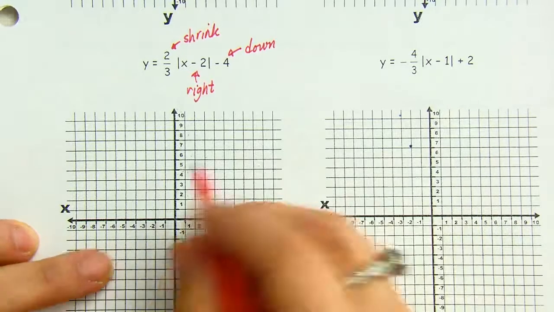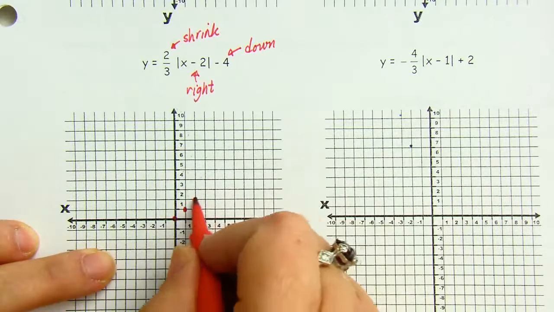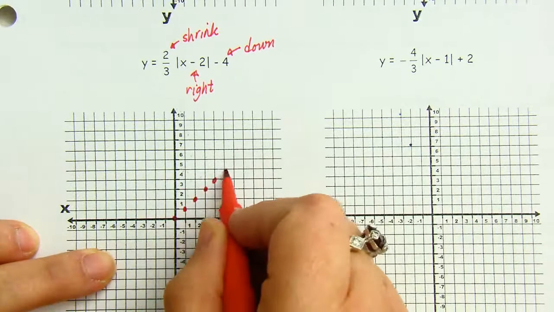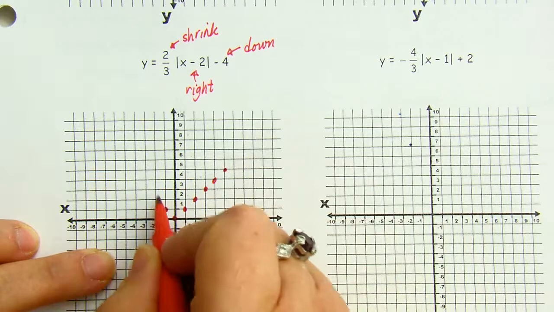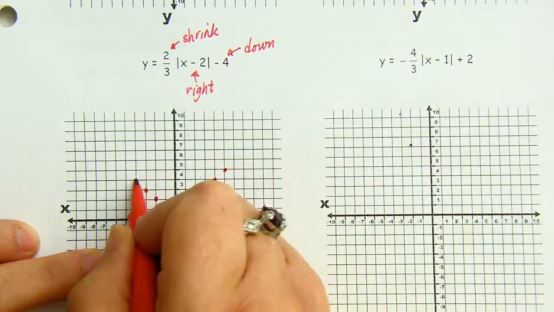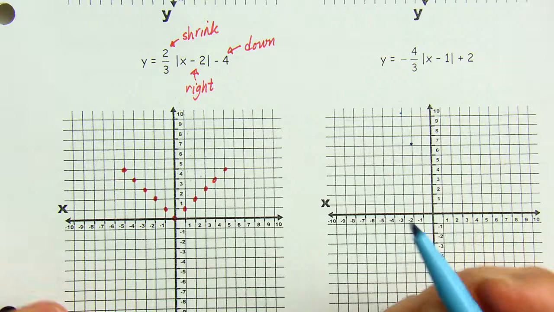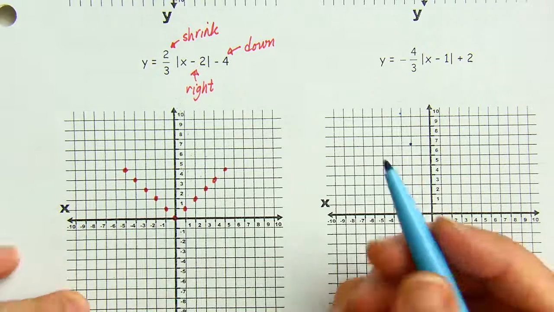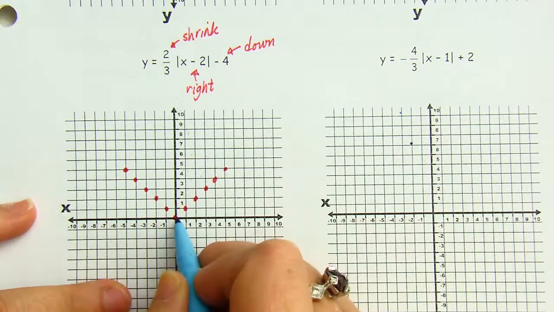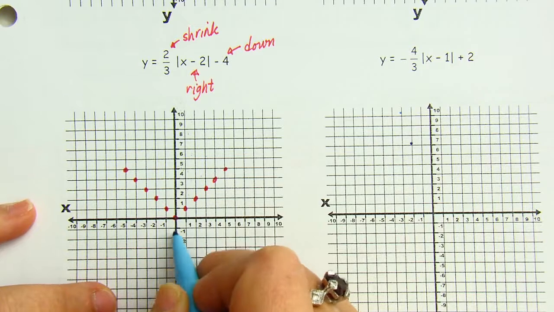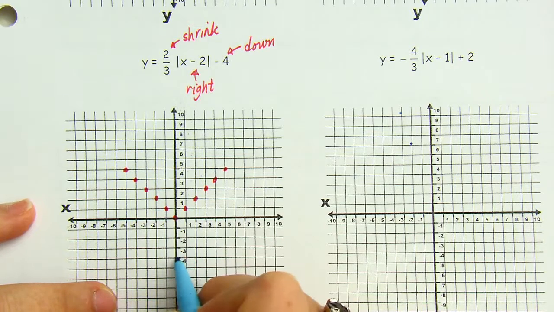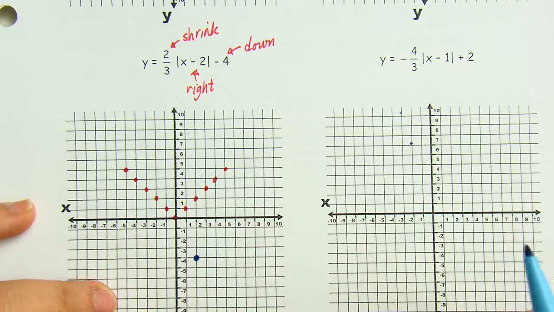Okay, so I'm going to give my reference on the parent function, my little dots. I'm going to use a different color to graph my transform function. So I'm going to take my 0, 0 and move it down 4 units. 1, 2, 3, 4. I'm going to move it to the right 2 units. And I'm going to place my new vertex right there.